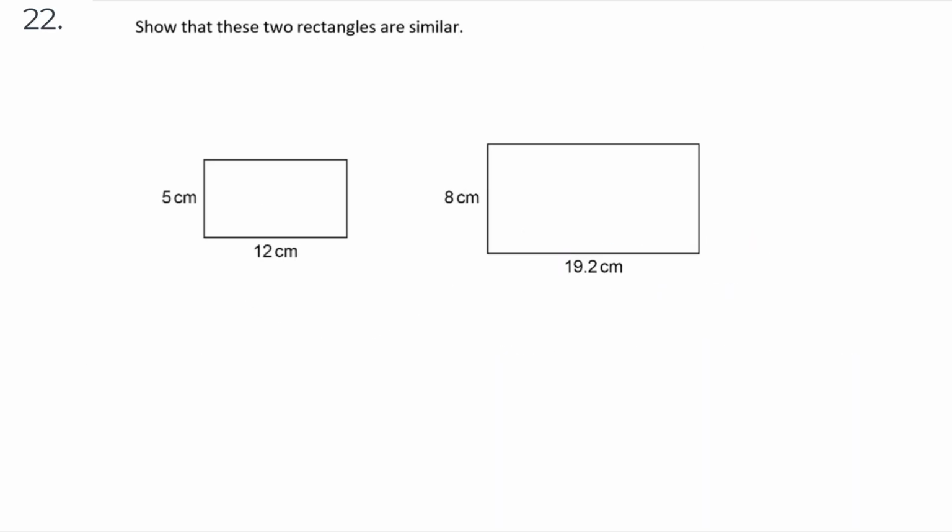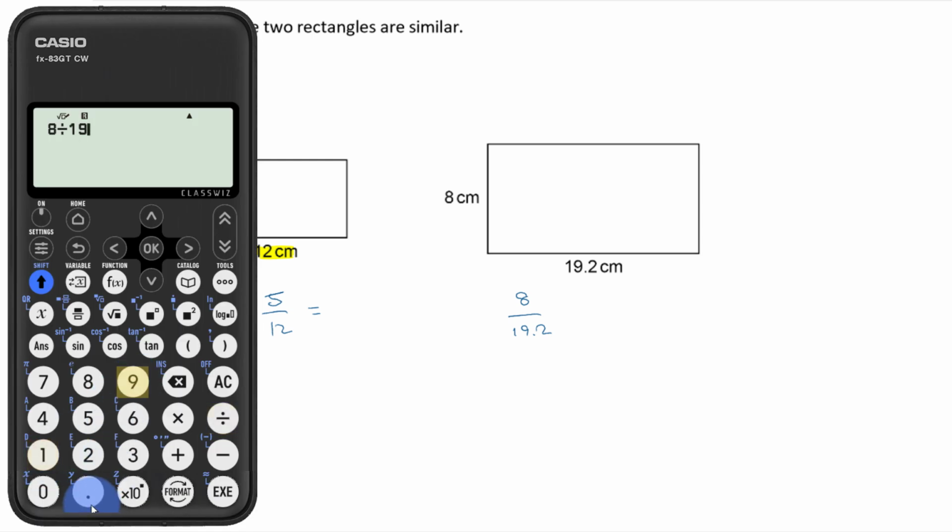Show that these two rectangles are similar. Now, if two rectangles are similar, then all their sides are going to be in the same ratio. So what is that ratio then? If I take these two and form a ratio, I'm going to get 5 over 12. And then if I take the other one, I'm going to get 8 over 19.2. Is that the same thing as 5 over 12? I don't know. Well, let's just type it into the calculator. 8 divided by 19.2. Oh, yeah, look, it's 5 over 12. So that is equal to 5 over 12.